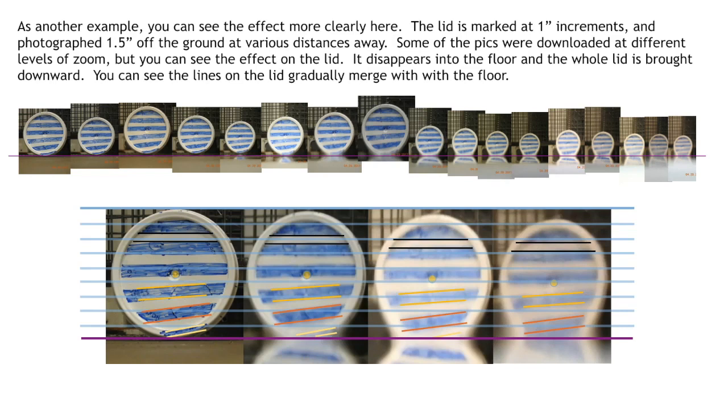As another example, you can see the effect more clearly here. The lid is marked at 1 inch increments and is then photographed 1.5 inches off the ground at various distances away. Some of the pics were downloaded at different levels of zoom, but you can see the effect on the lid. It disappears into the floor and the whole lid is brought downward. You can see the lines on the lid gradually merge with the floor, and I've outlined those markings and placed them against the purple line. And you can see that you start to lose them all sequentially with greater distance.